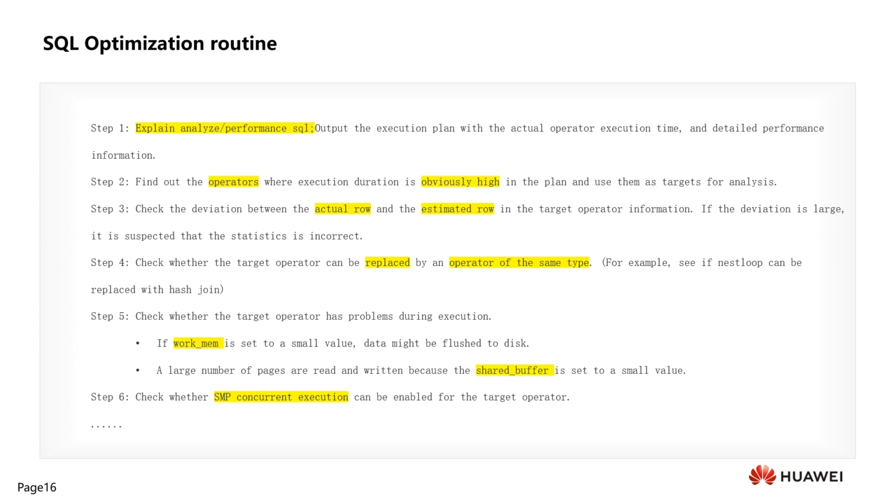In step 4, we check whether the target operator can be replaced by an operator of the same type. For instance, we could see if we can replace the nested loop join with hash join. In step 5, we can look into the parameters related to memory configuration, see if the work mem is too small such that the data is spilled onto the disk, or we have a low hit ratio on the buffers, in which case we need to enlarge the size of the shared buffer. And apart from these steps, we could check whether we can use SMP to accelerate the process by concurrent execution.